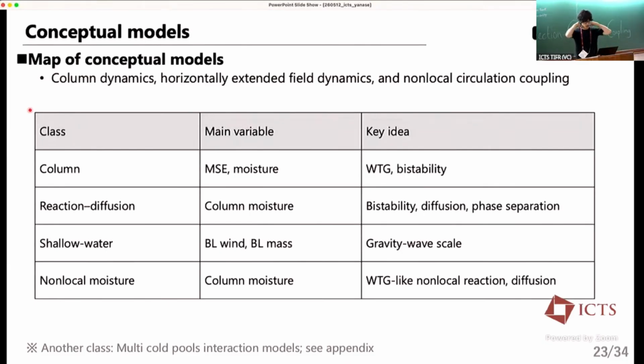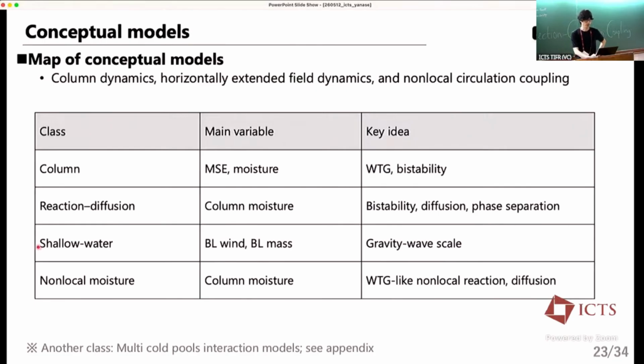I will introduce some different classes of conceptual models. The first is the column model, as shown before. We think about the atmospheric column and how its features evolve in time. Sometimes the main variable is vertically integrated static energy or moisture, and we can think about weak temperature gradient or bistability. In a column model there is no horizontal structure. But if we want to think about what kind of patterns form, one important class is the reaction diffusion equation. This is also based on the column model, but each column interacts with other columns by horizontal diffusion.